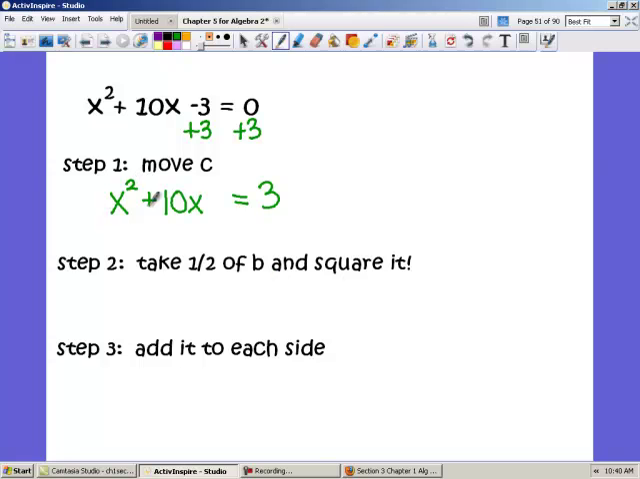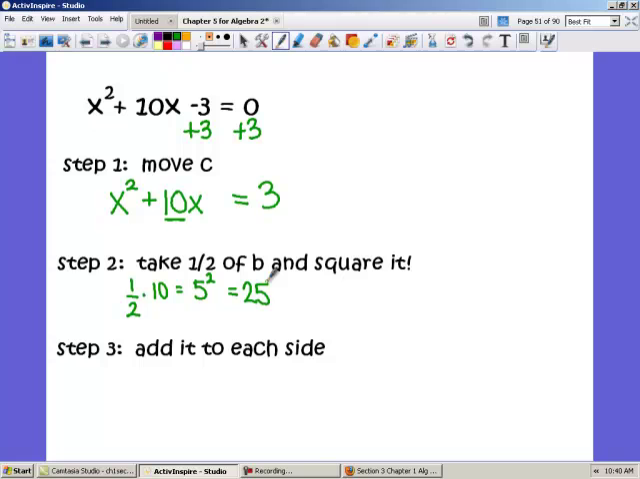Now, step 2, you're going to take half of your b and square it. Remember, ax squared plus bx. So 10 is your b. Half of 10 is 5. And it says to square it. So 5 squared is 25.